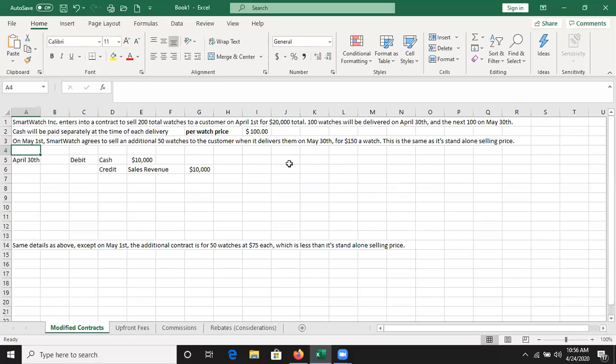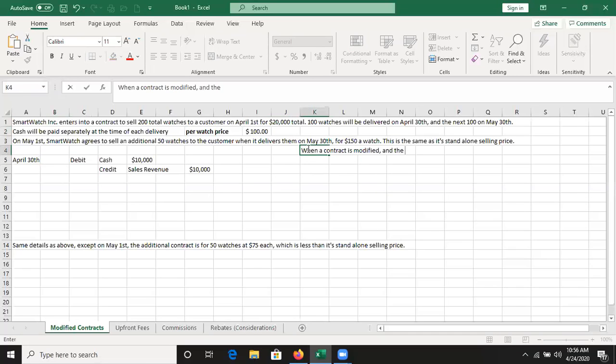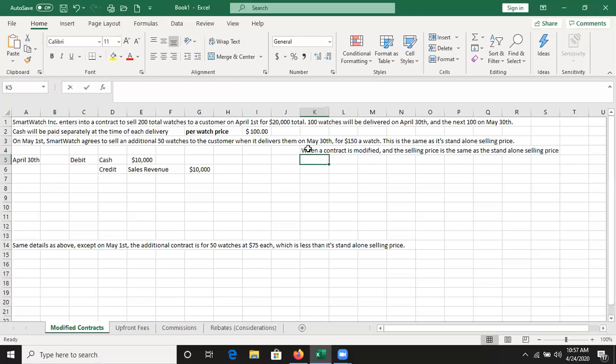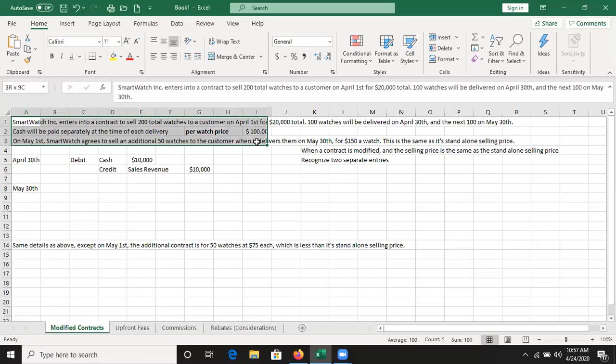So what happens when you have a situation like this, when a contract is modified and the selling price is the same as the standalone selling price, you recognize two separate entries. So on May 30th, the first thing you would do is you would just do what you would have to do to finish up this top contract.